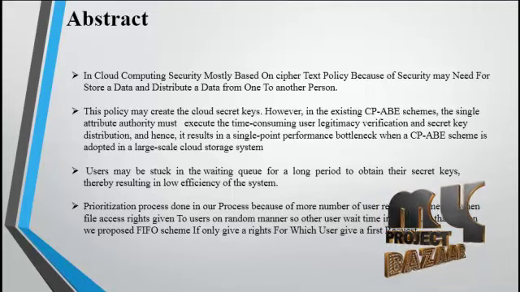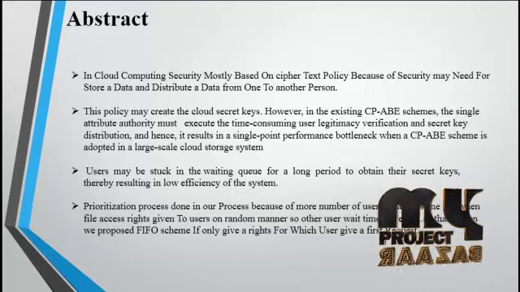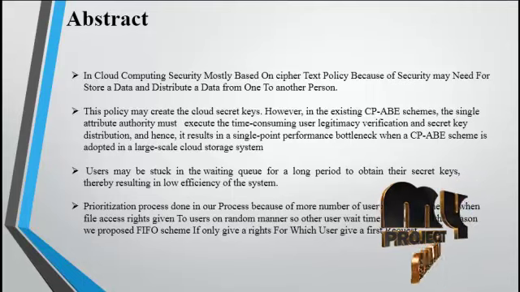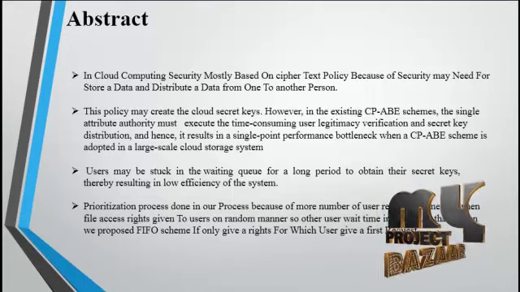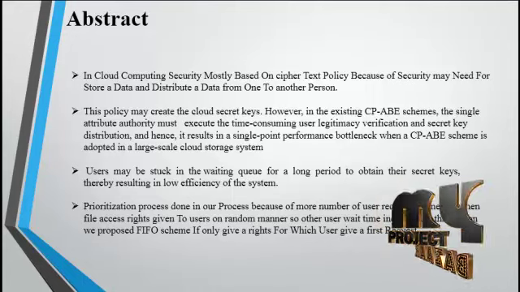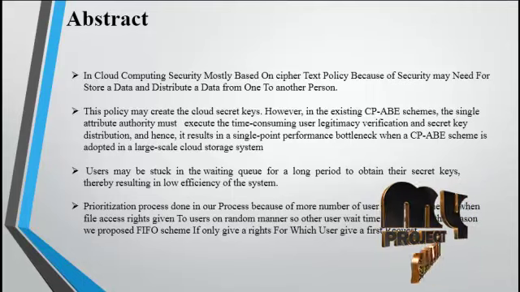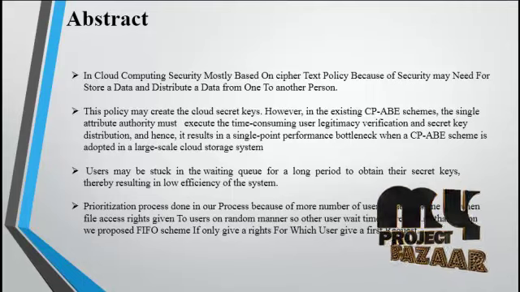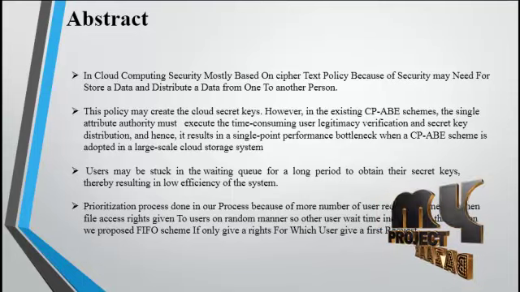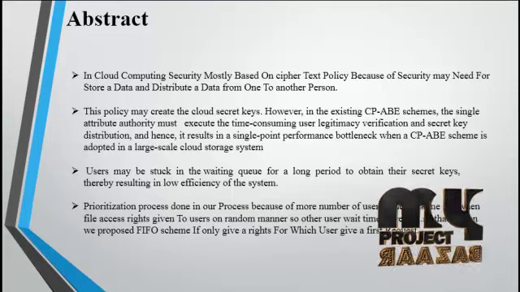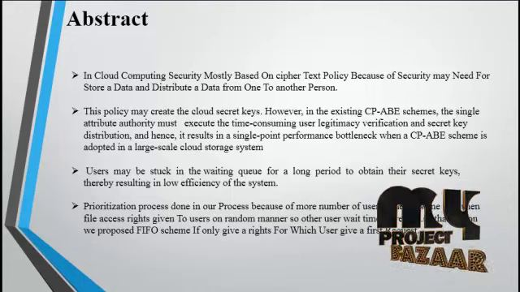Users may be stuck waiting in a queue for a long period to obtain their secret keys, thereby resulting in low efficiency of the system. Prioritization is done in our process, because when more users request the same file and access rights are given to users in a random manner, other users' wait time increases. That is the reason we proposed the FAFO scheme, which gives the rights only to the user who made the first request.